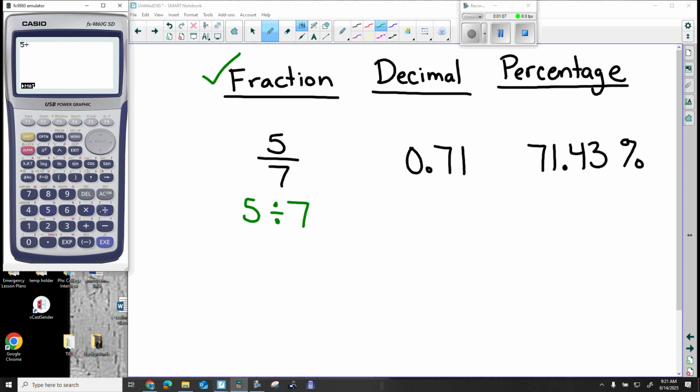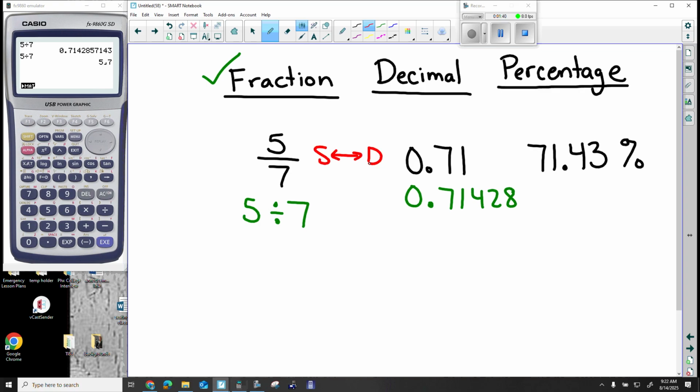So for instance, I'll just do the division, and that's 5 divided by 7. All right, so that comes up with an answer of 0.714285, et cetera. All right, so that is our decimal. So again, that's how you convert that. Now, if you have a fraction in your calculator, you can use the SD button on your calculator, and that will turn your fraction into a decimal, or vice versa, a decimal back into a fraction.